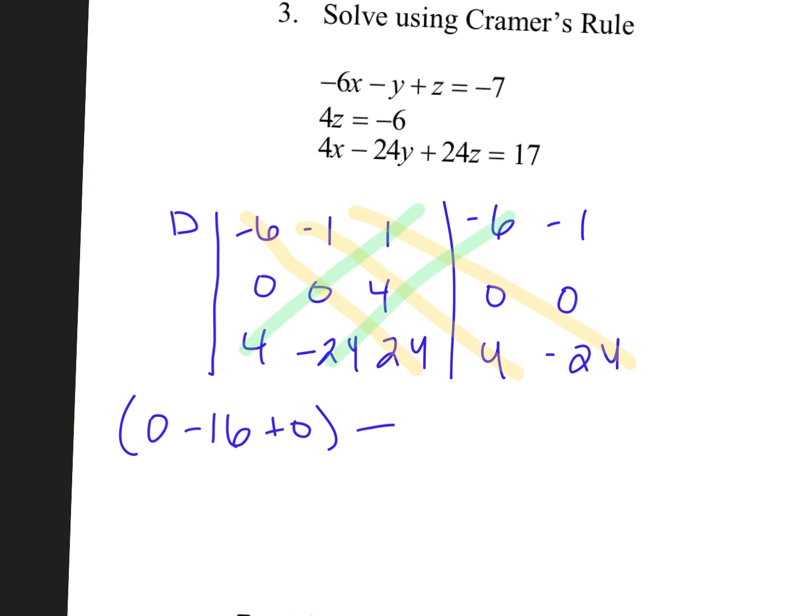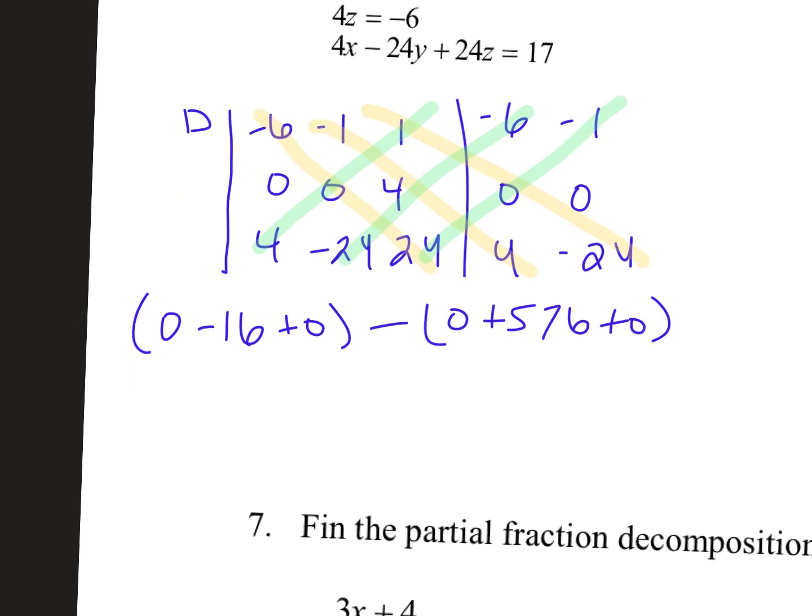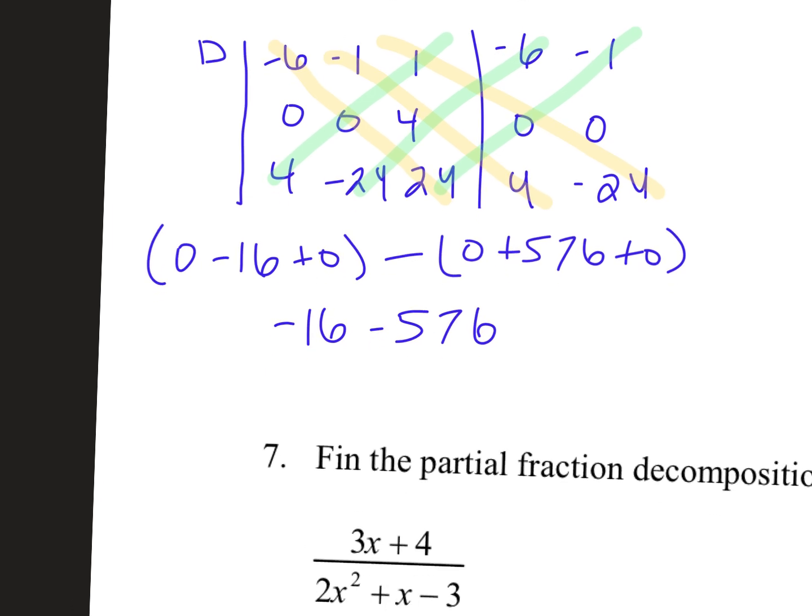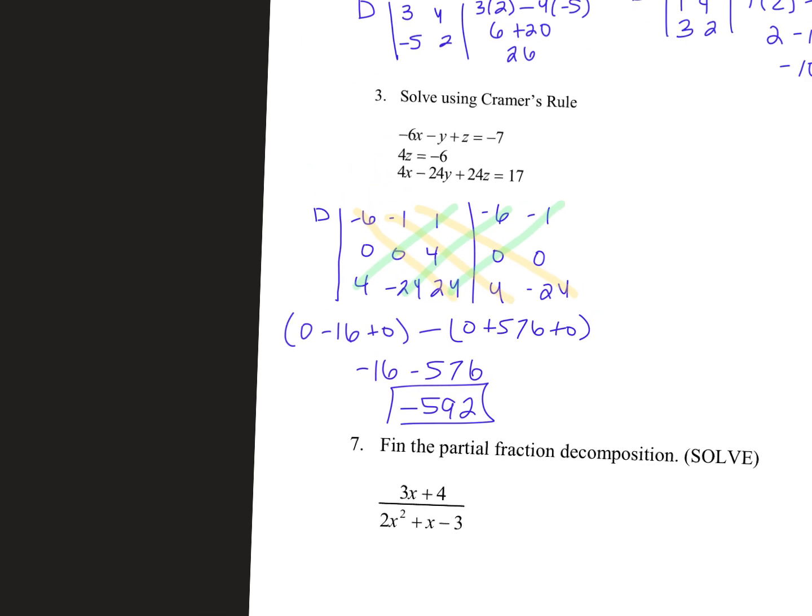So it's here, here, and here. Again, you guys have a calculator. Use it. What is 4 times 0 times 1? 0. What's -24 times 4 times -6? 576. And then 24 times 0 times -1. Okay. So this ends up being -16 minus 576. What is that? -592. Okay, that's your determinant. That's what you're going to divide everything by. Yes, it's a bigger number, but don't worry about it. You guys have a calculator.